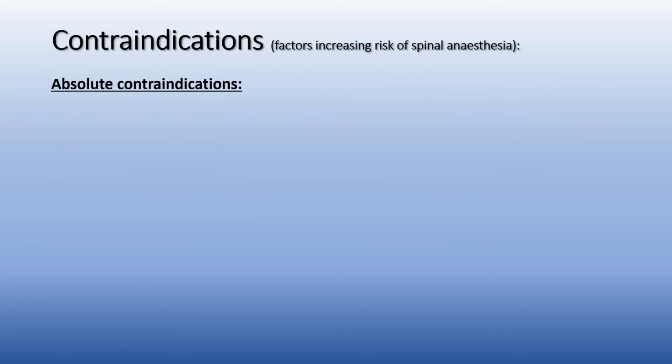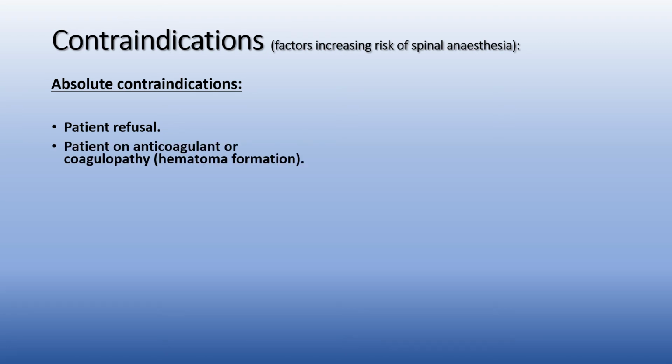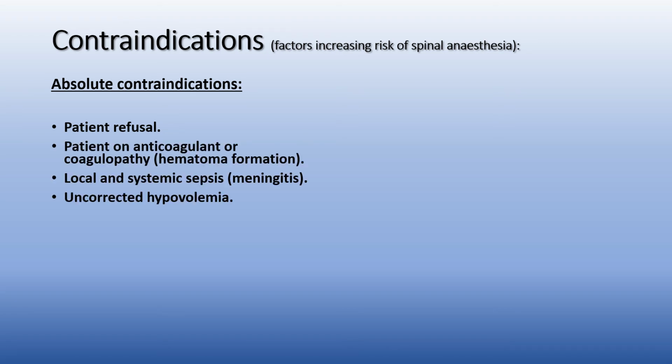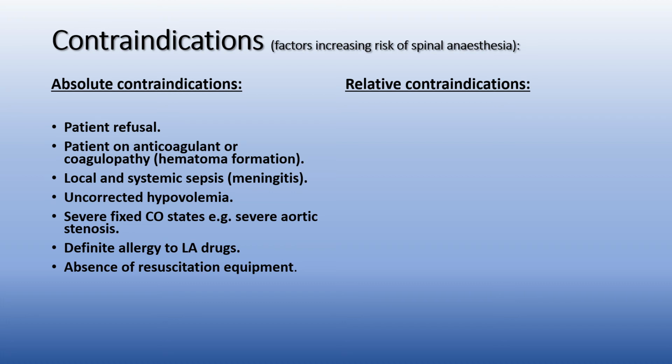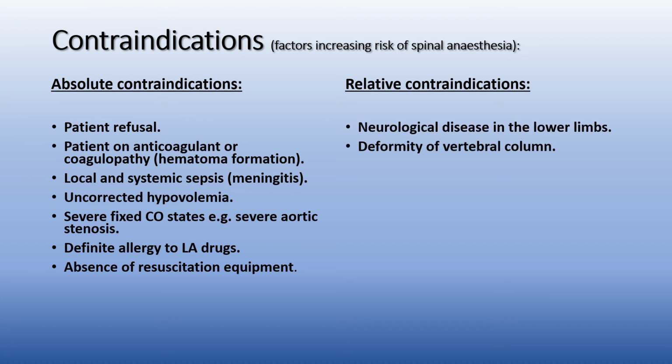The contraindications are the same as that of spinal anesthesia, divided into absolute and relative. The absolute contraindications are patient refusal, patient on anticoagulant, local and systemic sepsis, uncontrolled hypovolemia, severe fixed cardiac output state, definite allergy to drugs, and absence of resuscitation equipment, while relative are neurological disease and deformity of the vertebral column, cardiac disease, and elevated intracranial pressure.